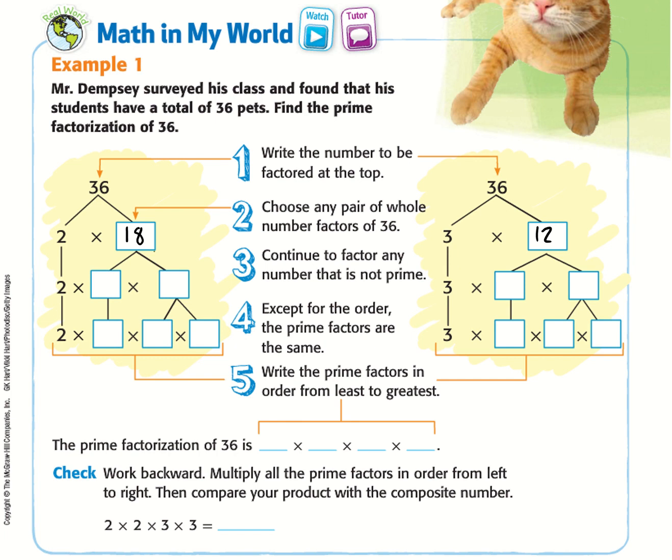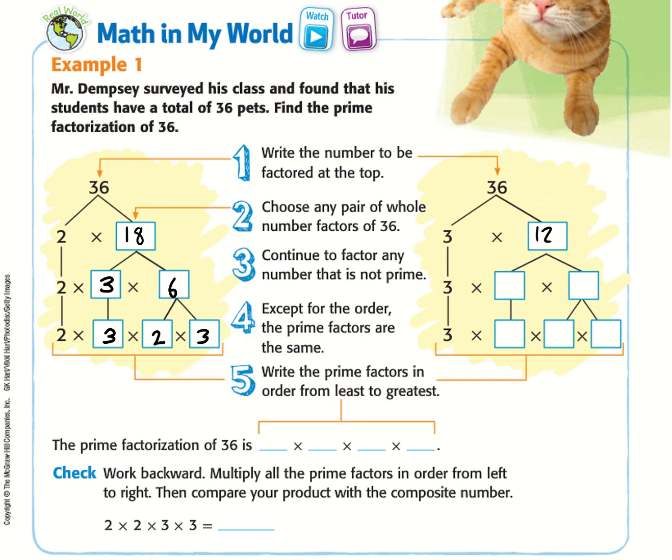So 18, I can do 3 times 6. 3 is a prime number, so my 3 is just going to drop down. 6 is still a composite number, so I need to split that up to make its factors prime numbers. So I can do 2 times 3. So at the end, I should have all prime numbers at the end of my factor tree.